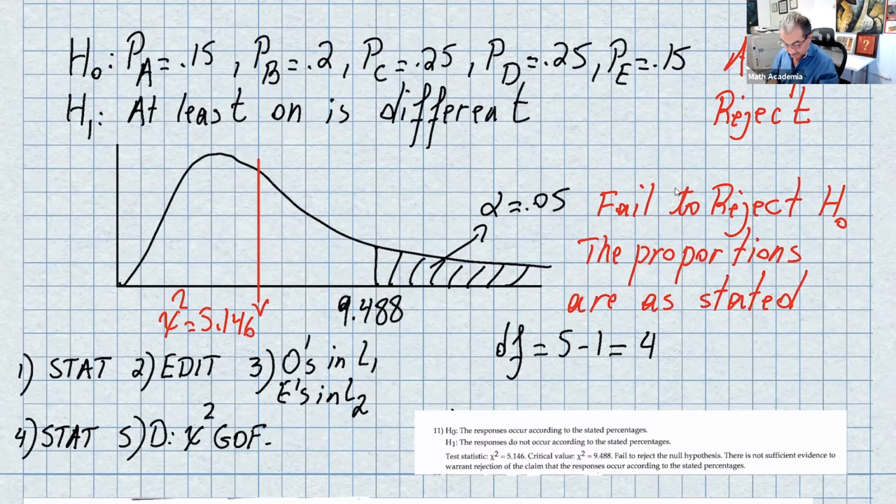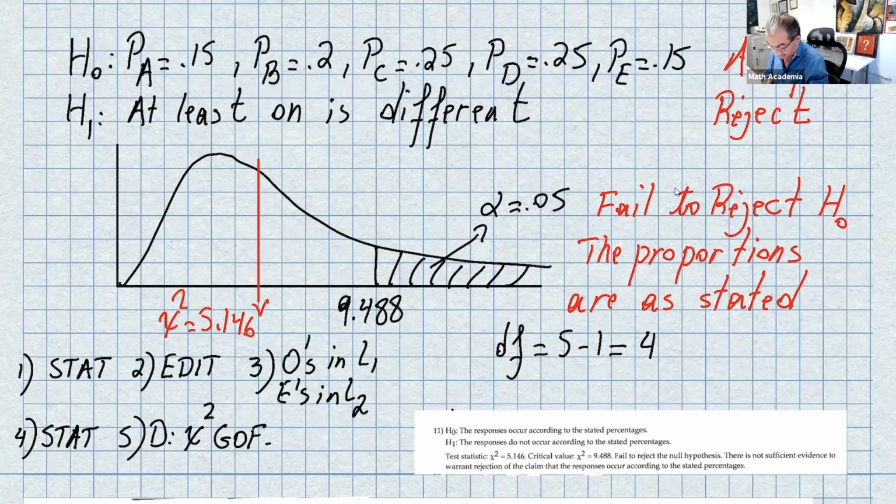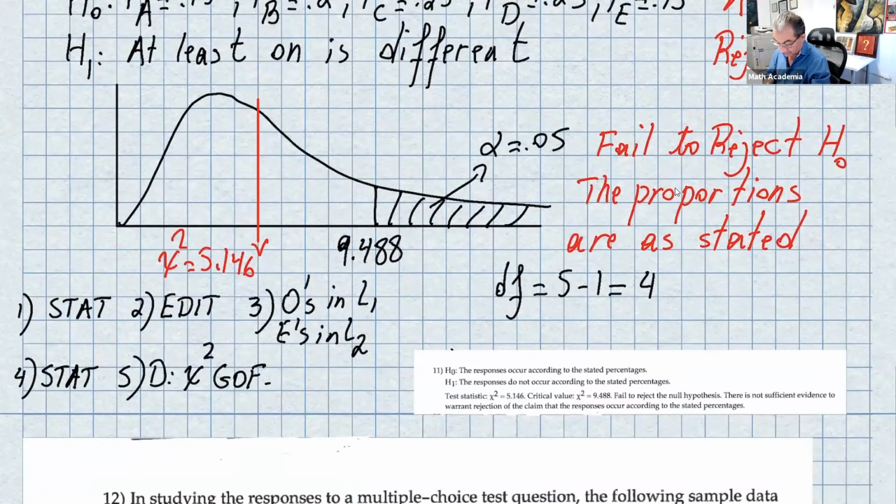Calculator again: stat, edit, O's in L1, E's in L2. Then go stat, then pick chi-square goodness of fit test. Then if you do that, the calculator will give you the test statistic, which is 5.146. It's in the non-shaded region, so fail to reject H0. That means we are accepting that they are the same. And again, the proportions are as stated. You can write that, or let's read the conclusion.